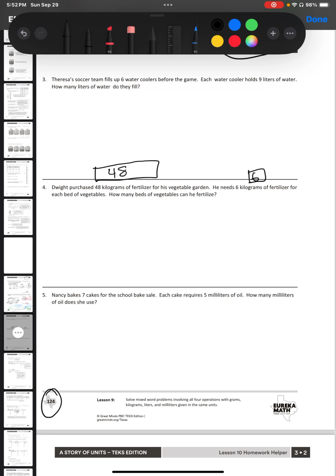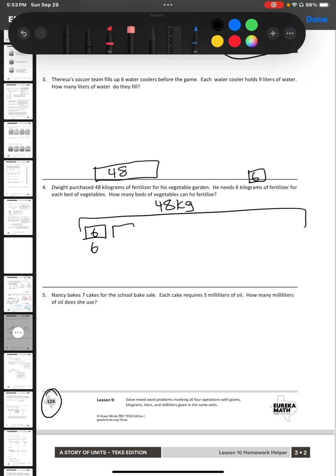So let's write down some things we know. We know that he has a total of 48 kilograms. He's going to break these into groups of 6 because that's what each bed of vegetables takes. To find the answer, we are going to count by 6s until we get to 48.